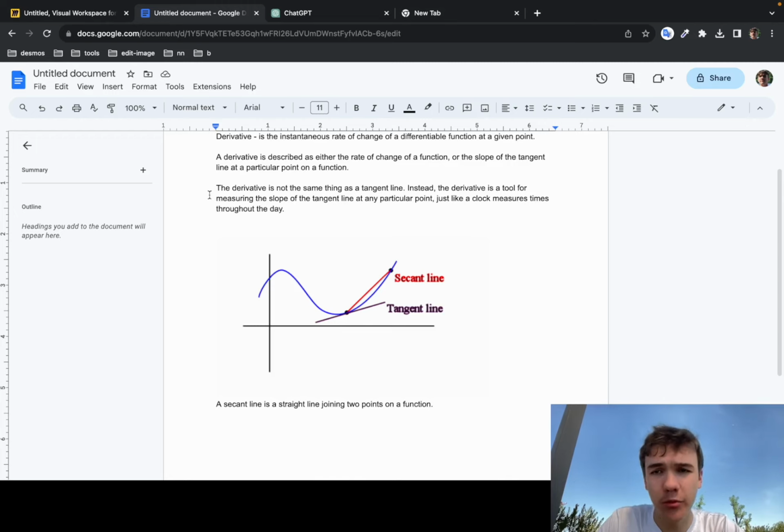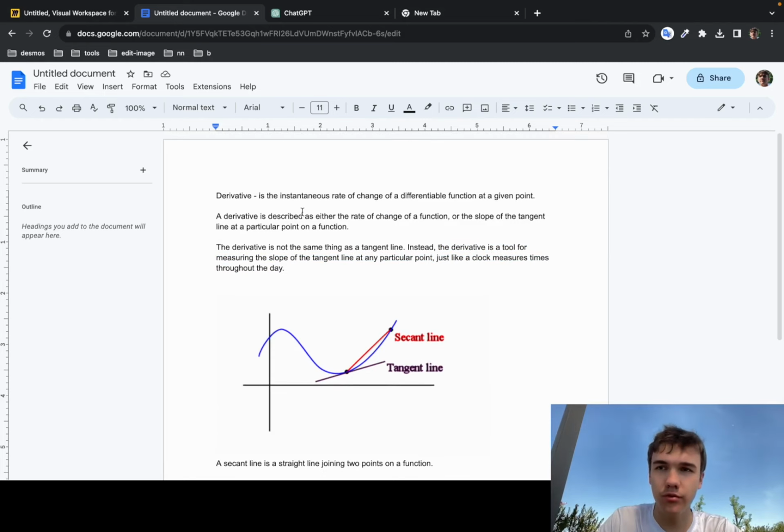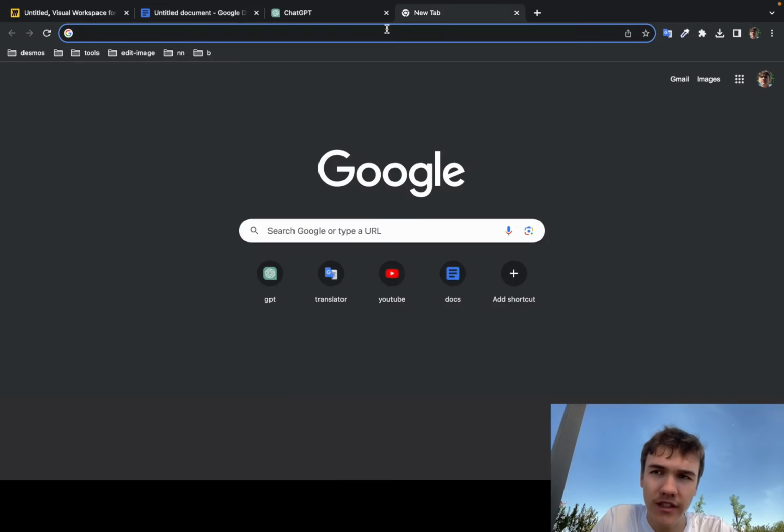And this is basically what is described here. The derivative is not the same thing as a tangent line. Instead, the derivative is a tool for measuring the slope of the tangent line at any particular point on a function, just like a clock measures time throughout the day. These are just a few examples of what the derivative actually is. Now we got into the definition of the derivatives.